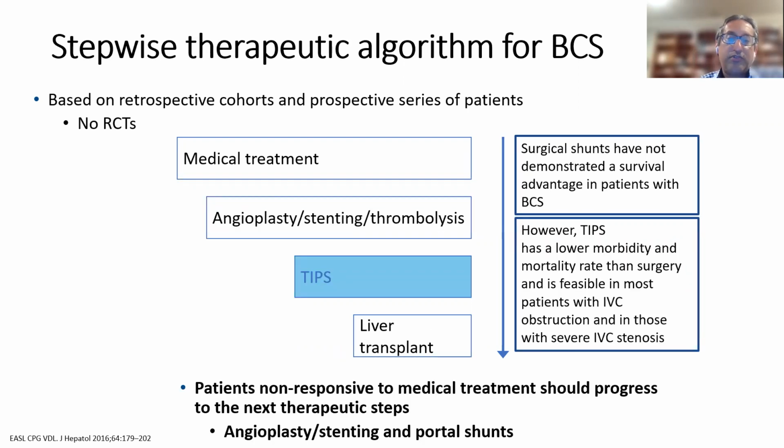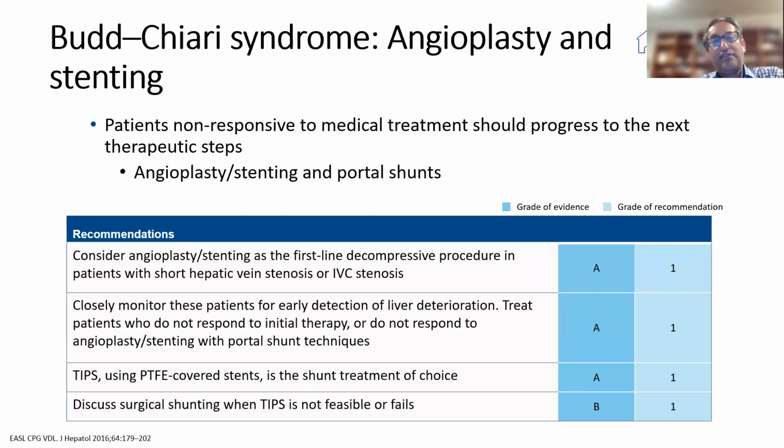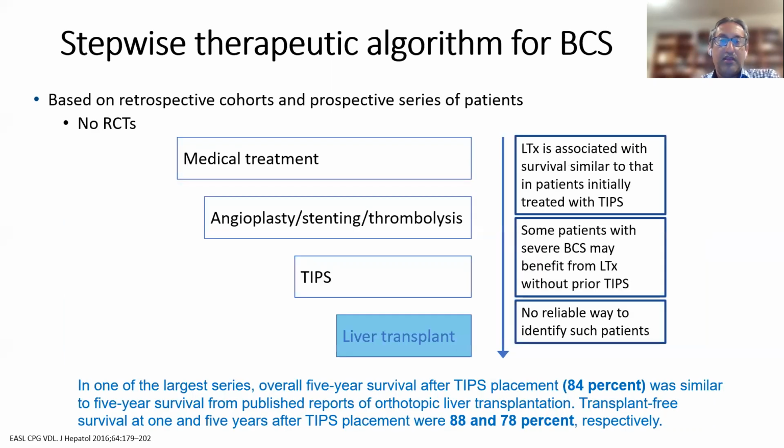Now, patients not responding to medical therapy should progress to the next therapeutic step. So if you start anticoagulation and it continues to progress, then you go to the next step, not as the first step. This is in the EASL guidelines: patients who are non-responsive to medical therapy should go to the next step. But we also have to closely monitor these patients, especially when they present acutely. TIPS is the standard shunt procedure. However, if TIPS is not available, then surgical shunts are a good alternative option.